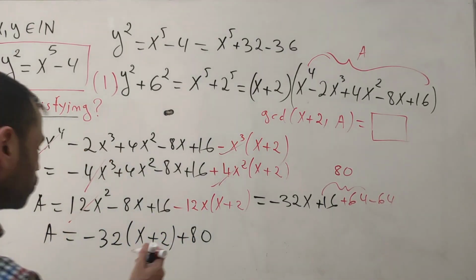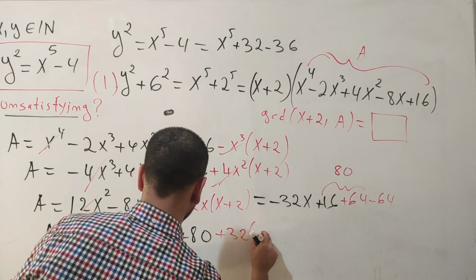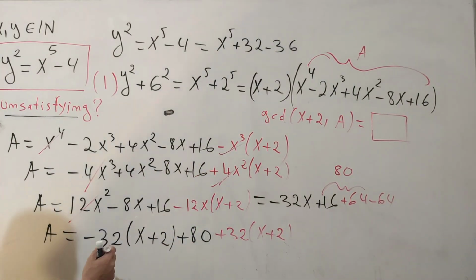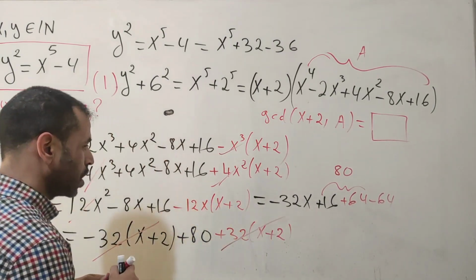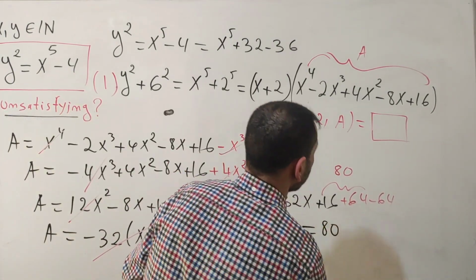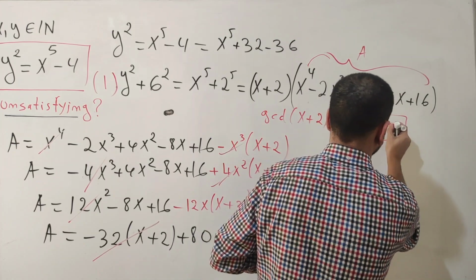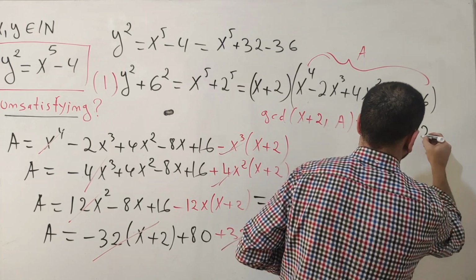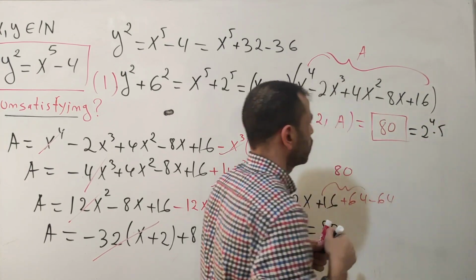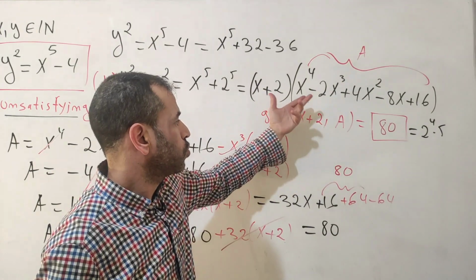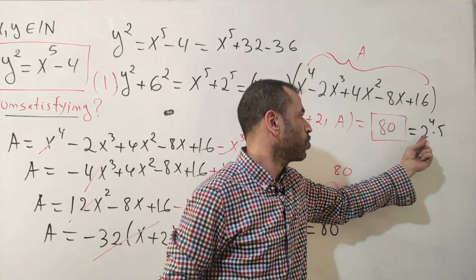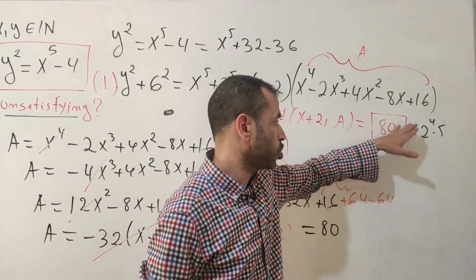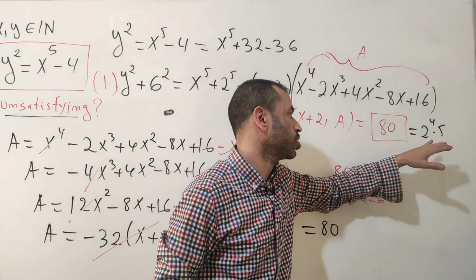Okay, so this time I'm going to add plus 32 x plus 2, because I'm adding the multiple of x plus 2. So this one clearly is going to cancel out with this one. I will be left with 80. Now we found that GCD equals 80. At the same time, 80 equals 2 to the fourth multiplied by 5. So both terms are sharing the number 5 or 2 or 4 or 8 or 16 or 80. You are going to check whatever GCD works for you.